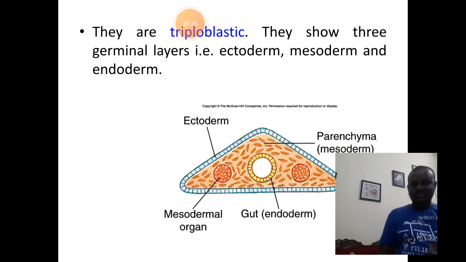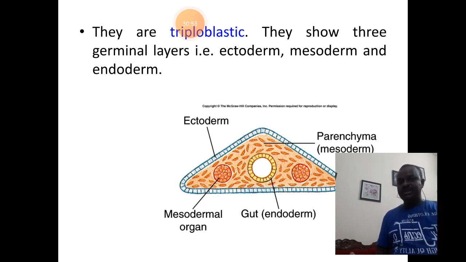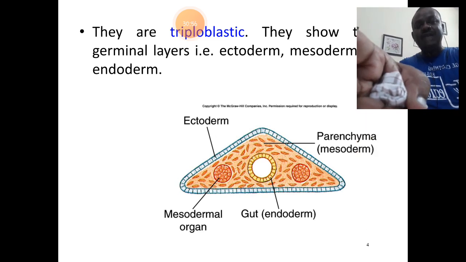The next important feature is that the body of this organism is made up of 3 germ layers. They are called triploblastic. The term triplo refers to 3. Blasto refers to germ layers. The body of the organism is made up of 3 germ layers: outer ectoderm, middle mesoderm and inner endoderm. You can see the picture down here.